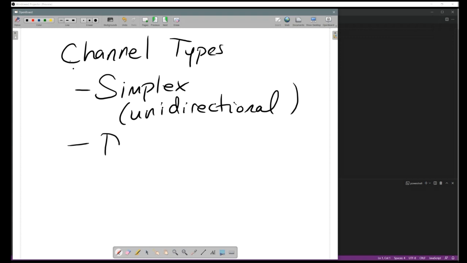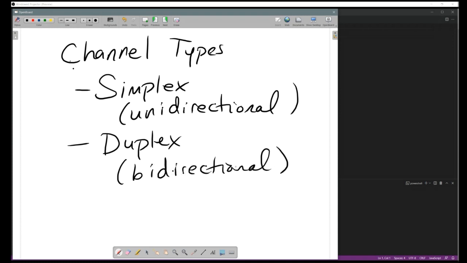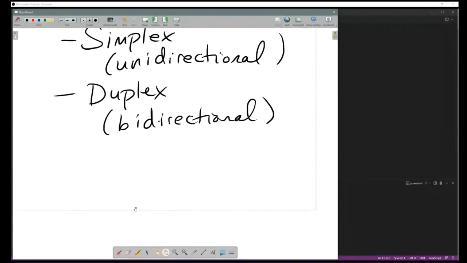The opposite of that would be a duplex communication. Okay, so this is bidirectional. Data can flow in either direction. But for this, we're going to need to break it down into two more subcategories. The first subcategory is going to be half duplex.